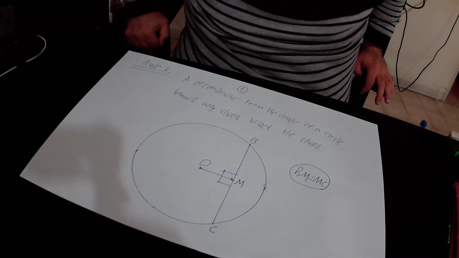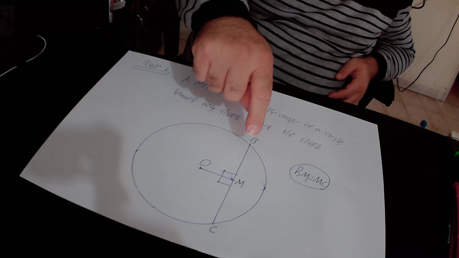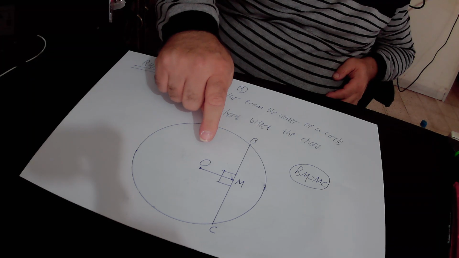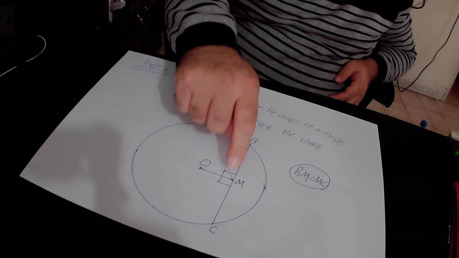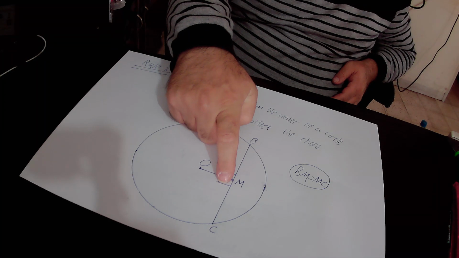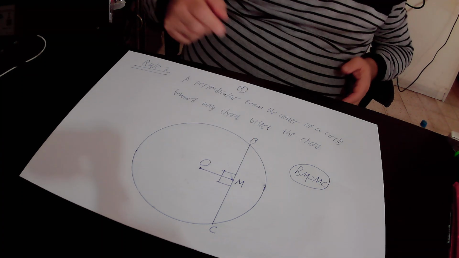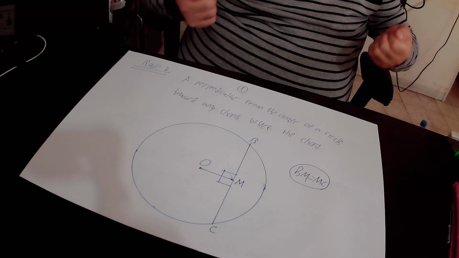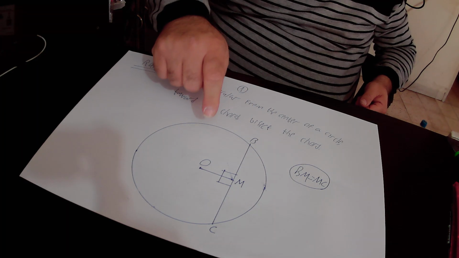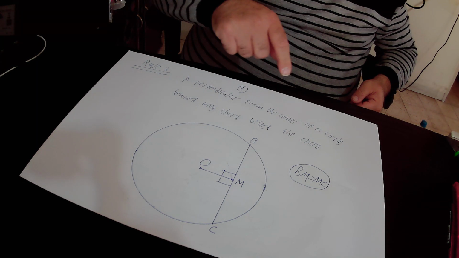According to rule number 2, a perpendicular from the center of a circle towards any chord bisects the chord. The center of the circle is at this point O. From point O we have perpendicular OM to chord BC. That is to say this angle equals 90 degrees and this angle equals 90 degrees according to our construction. And for that reason, OM is perpendicular to chord BC. And whenever you have a perpendicular from the center of the circle, that is to say from point O, towards any chord, it will bisect the chord. That is to say, perpendicular OM bisects chord BC. It means that BM equals MC.